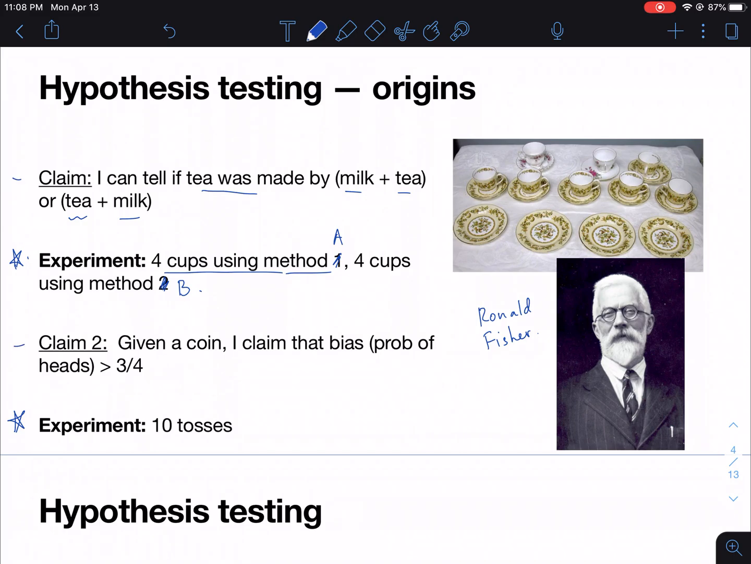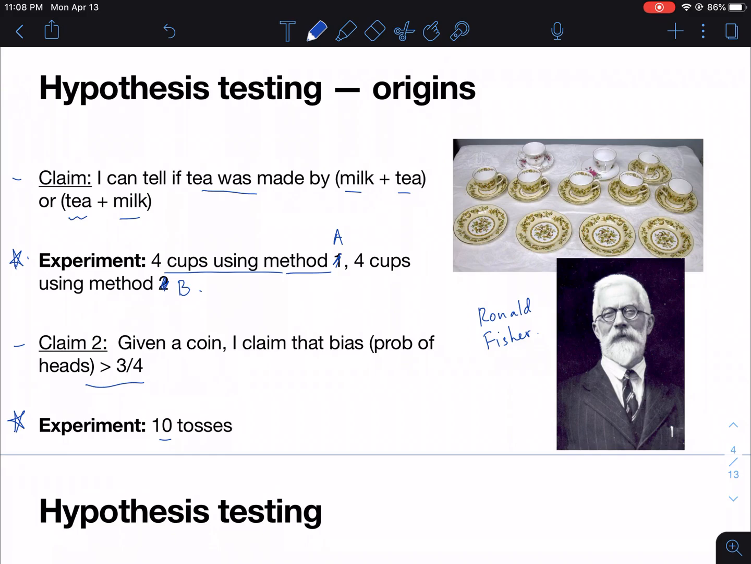Okay, so the second kind of hypothesis, right? Suppose I give you a coin and I claim that it has a bias. I tell you that the probability of heads is actually more than 3/4. Now you can ask, what is the experiment that you're going to do? A natural thing to do would be to do a certain number of tosses, let's say 10 or 20, and you try to see how many times you ended up with heads. Using that, you may want to decide whether this hypothesis is true or not. So this is an intuitive kind of introduction to hypothesis testing.